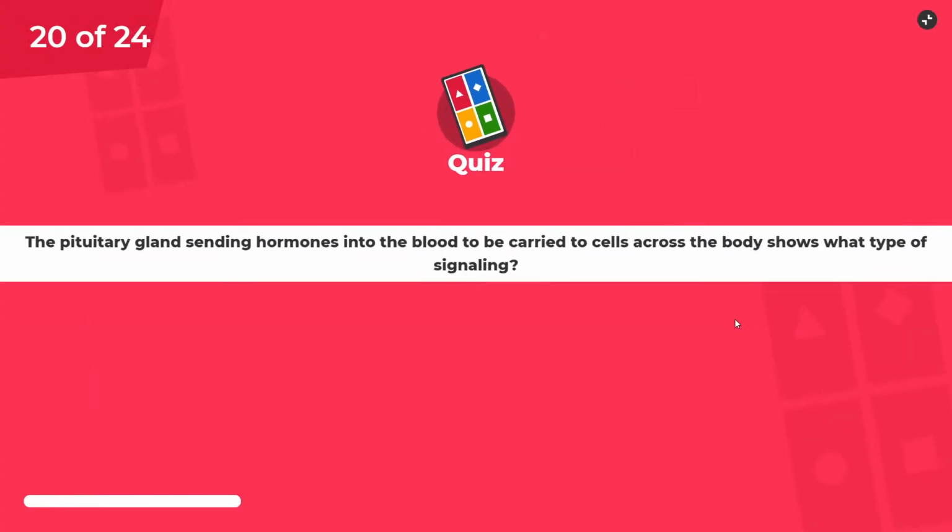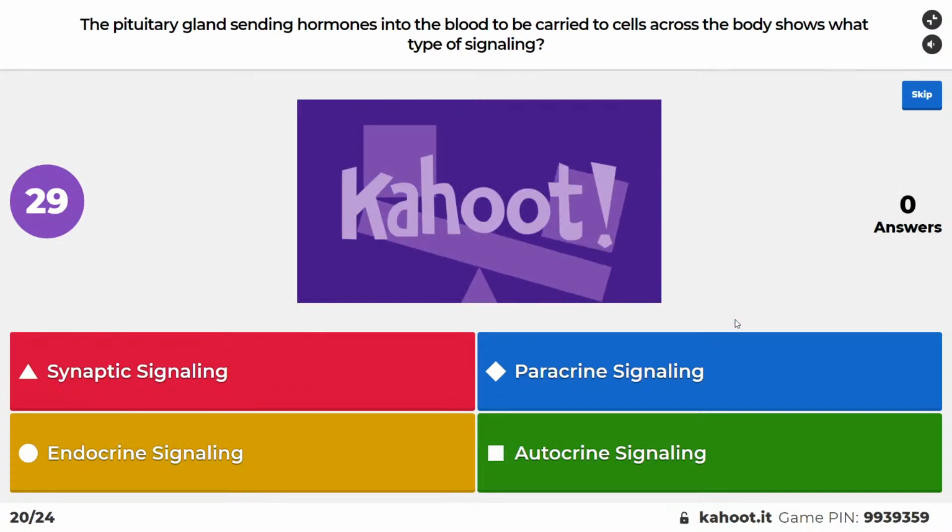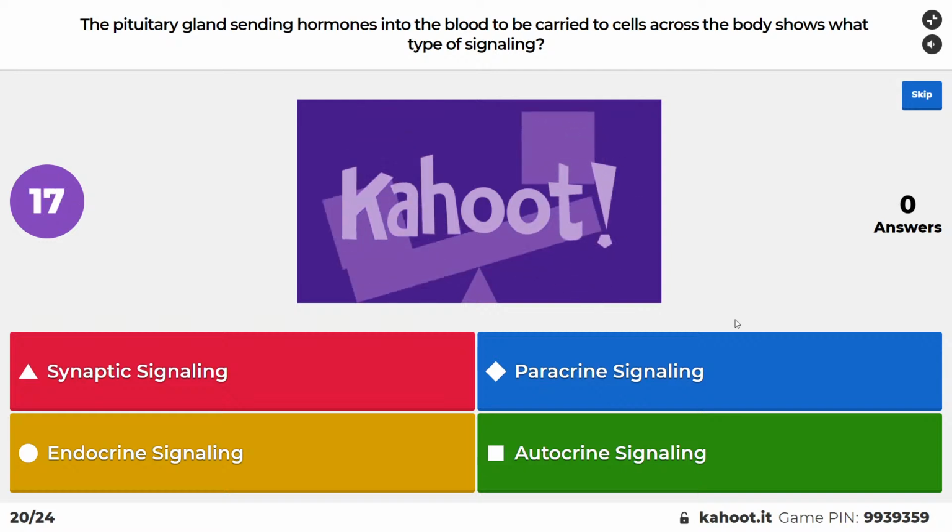Question 20. The pituitary gland sending hormones into the blood to be carried to cells across the body shows what type of signaling? You don't need to know what the pituitary gland is to answer this question. All you need to know is it's being carried around the body.